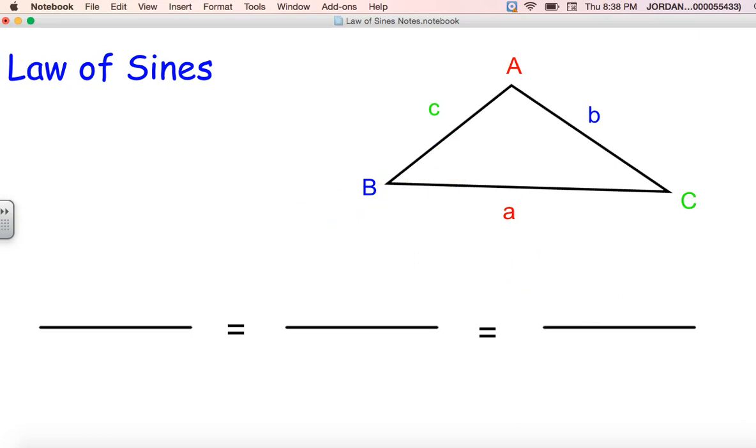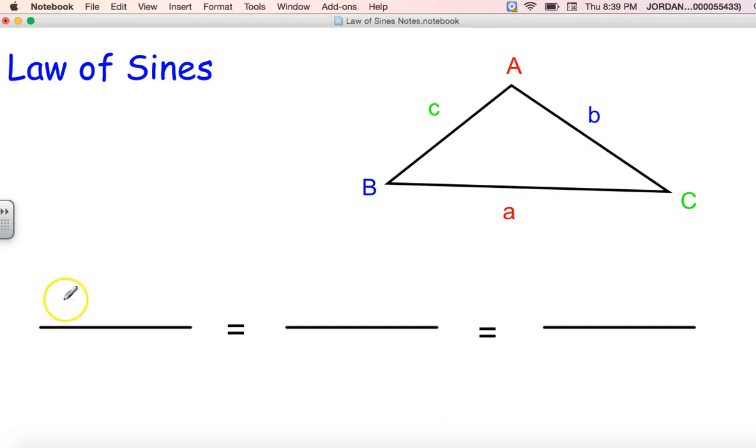If we've got a triangle with angles A, B, and C, notice the angles are capital letters, then the sides that are opposite each angle, we're going to label with the lowercase letter. Opposite capital A, the side is lowercase a. Opposite angle B is lowercase b, and opposite angle C is lowercase c. So here is essentially what the law of sines tells us.